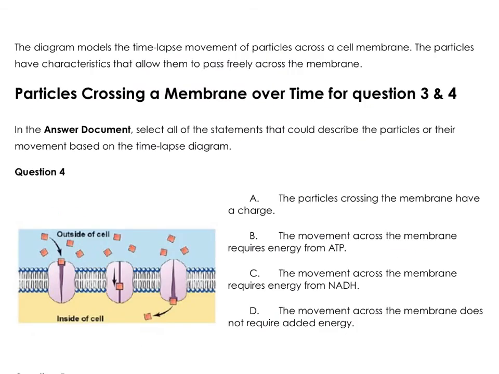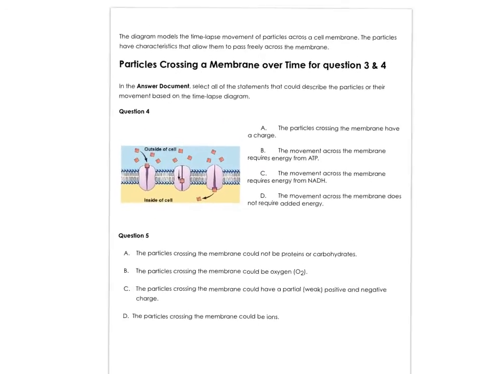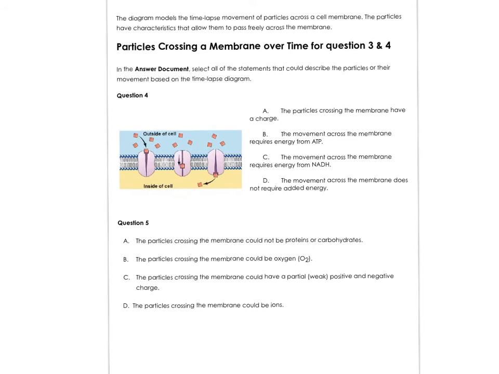Question 4. Okay, so there was a numbering issue. This should have been 4 and 5. And then it says you have this diagram going on, and it's a time-lapse diagram, and it shows you... circle all statements that apply. So that lets you know that there's probably more than one answer, right? So let's keep that in mind as we move on.